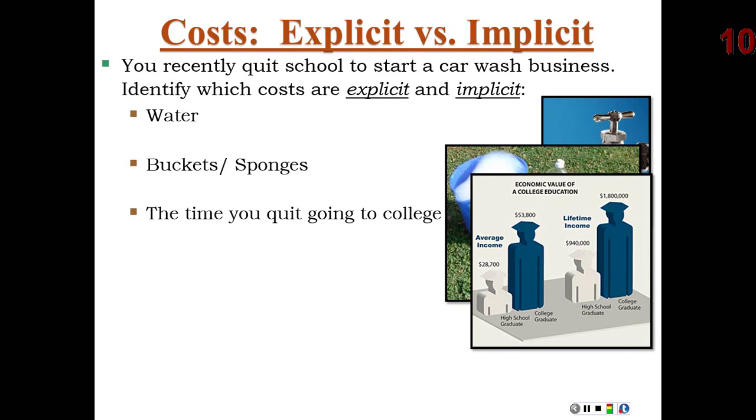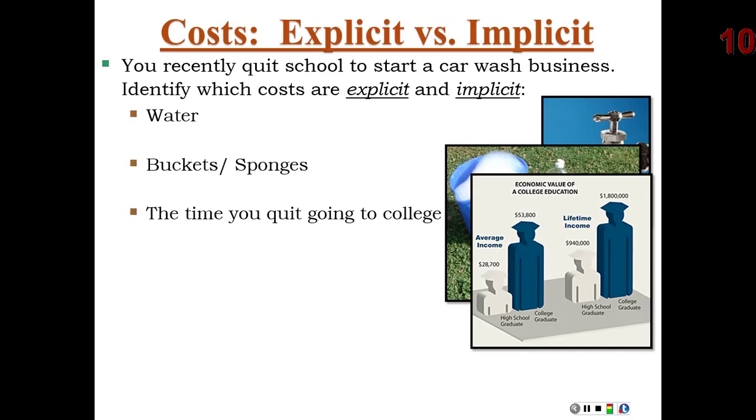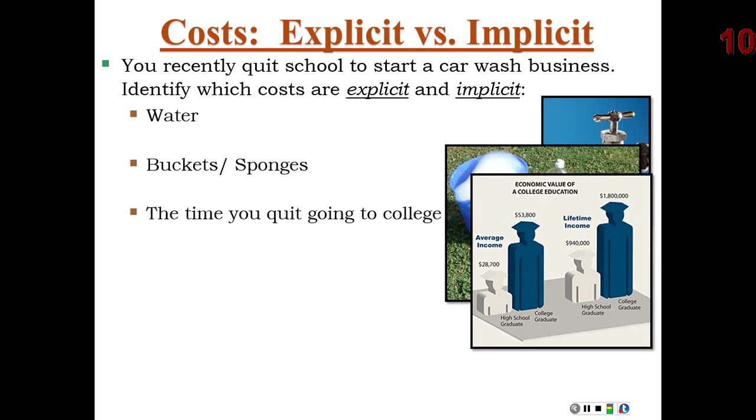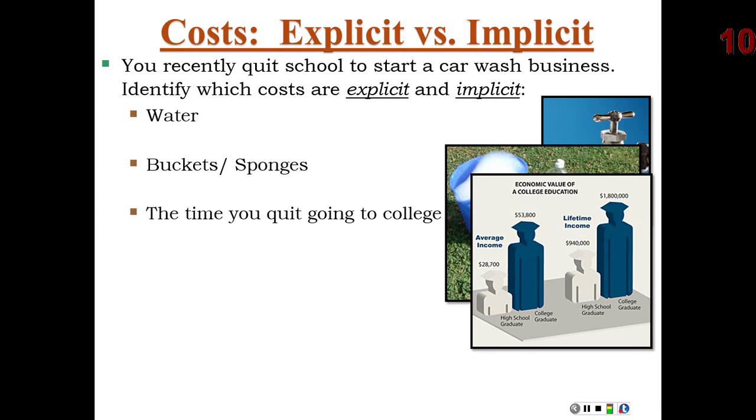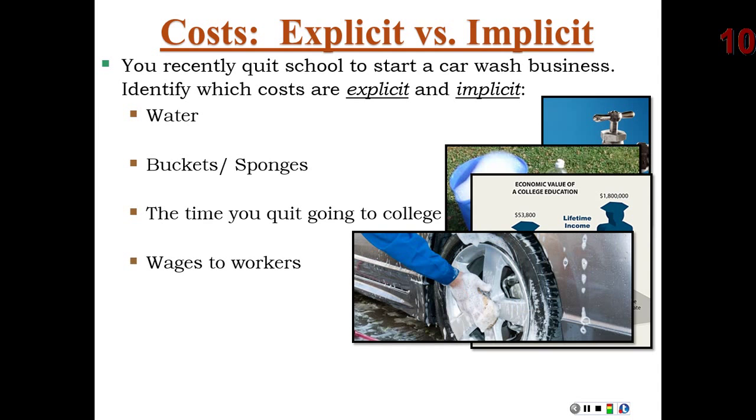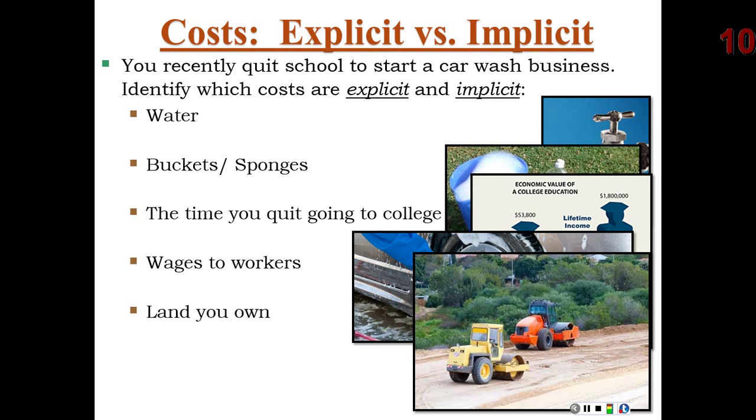College graduates tend to earn much more money than their non-college graduating counterparts in the workforce, and so you have most likely given up potential earnings in the future by quitting college and starting your business. Now, the value of that time is an implicit cost that economists would try to capture. Wages to workers is an explicit cost. The land you own, okay, the land you own.